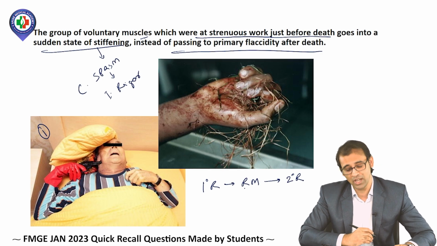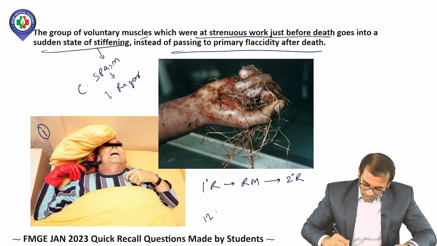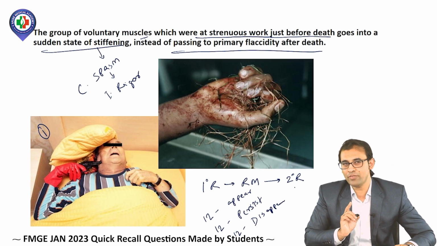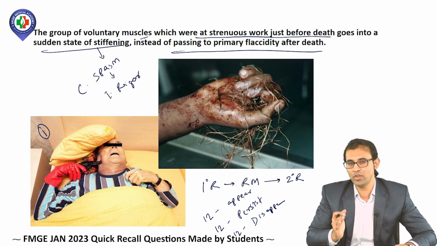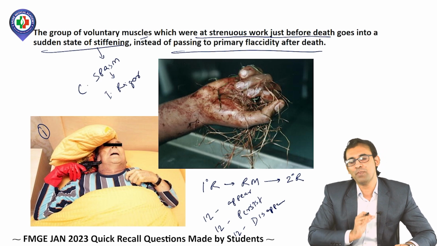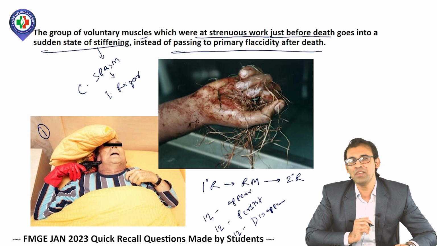And after that, there will again be flaccidity. The rule of 12 is also there, no? It takes approximately 12 hours to appear, approximately 12 hours to persist, and approximately 12 hours to disappear, right? So this is the rule: first flaccidity, after that rigidity, after that again flaccidity. But cadaveric spasm is completely antemortem in nature.